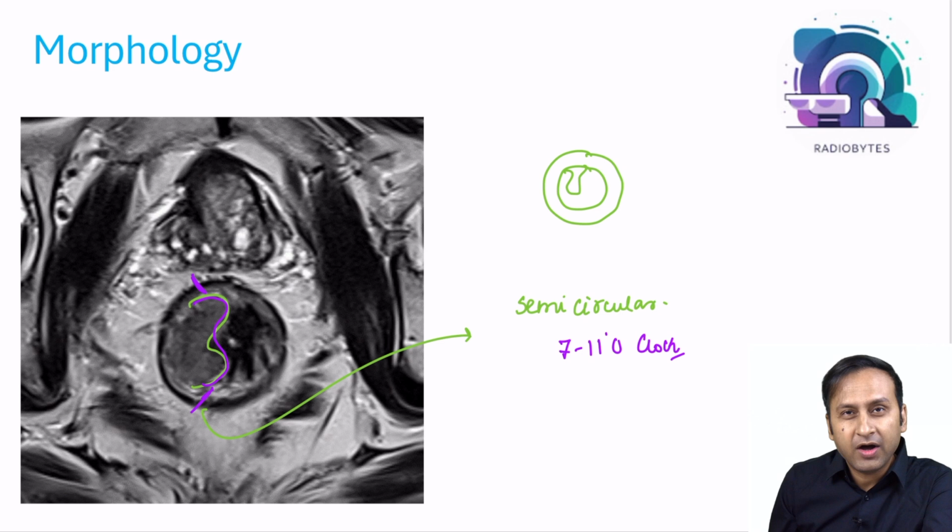So what have we learned so far? It is a tumor which is involving the lower rectum. It is a semicircular growth in morphology which is involving the 7 to 11 o'clock position.